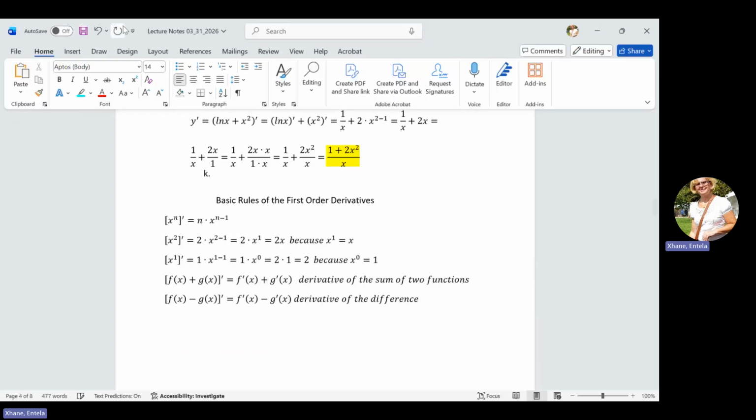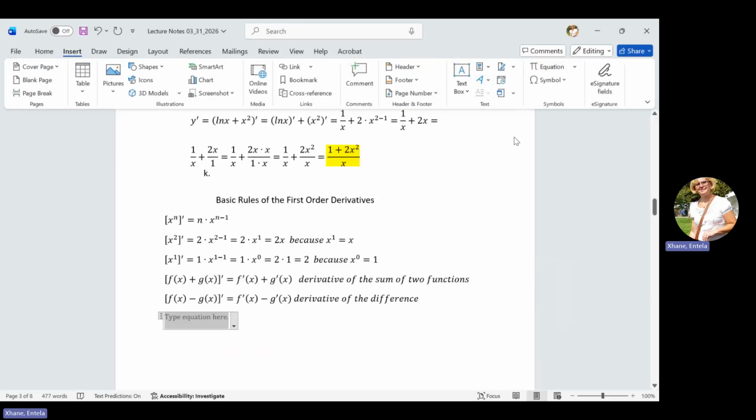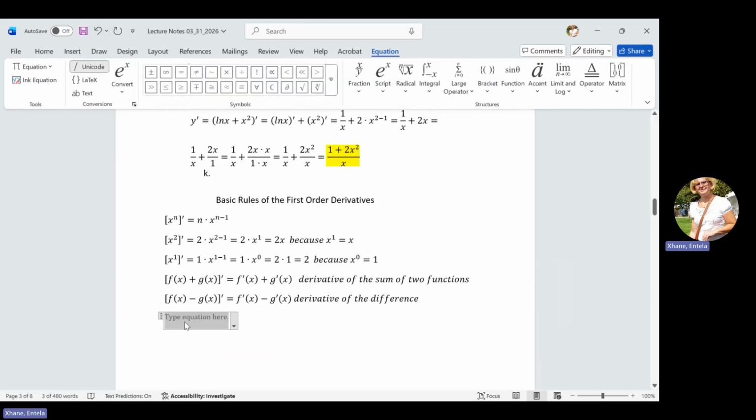Some other basic rules of differentiation, coefficient and constant rule. So if you have coefficient k multiplied by the function f of x, and this is differentiated, you can take the coefficient k outside the derivative notation, and you simply multiply this by the derivative of f of x, which is f prime of x.